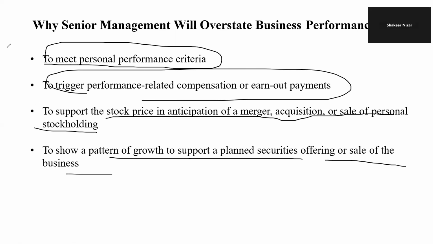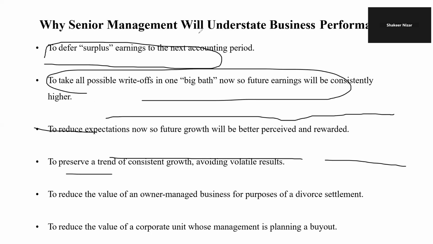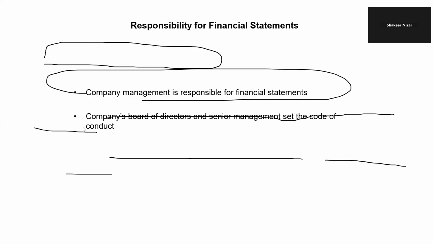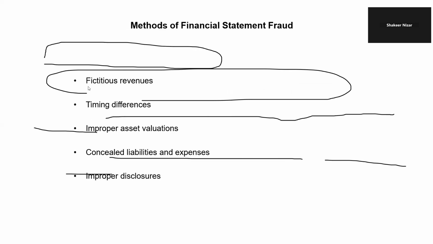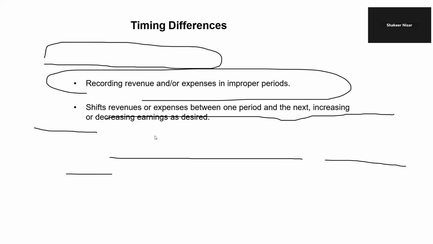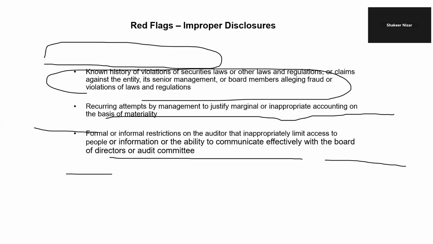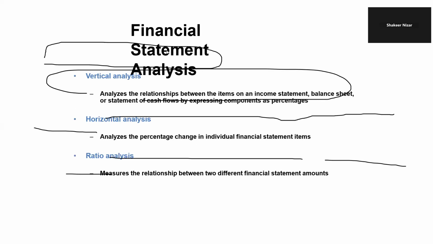Next, why will senior management understate? To defer surplus earnings into the next accounting period, using timing differences, to take a big bath, taking all possible write-offs in one big bath, so that future earnings will be consistently high and profits stable. The methods are fictitious revenue, timing differences, improper asset valuation, concealed liabilities, and improper disclosures. Later you can read. I'm not going to read each and every one.